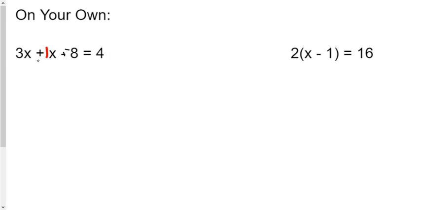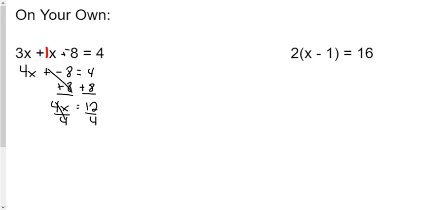We don't have any parentheses, so combine these two and we get 4x plus negative 8 equals 4. Add 8 to both sides. You can see where your speed can start to speed up here once you get a little bit more confident. Just try not to go too fast. Divide by 4, divide by 4, x equals 3.